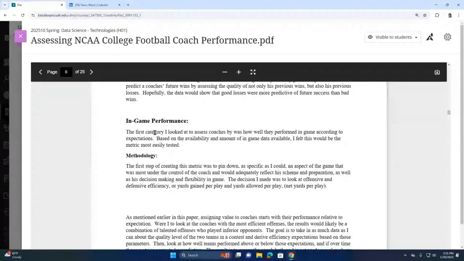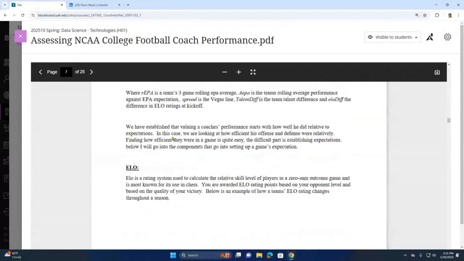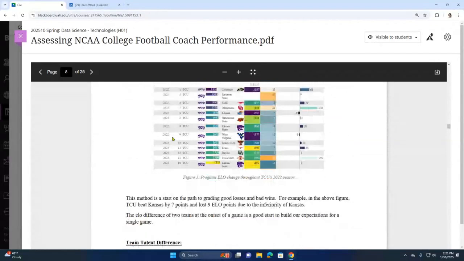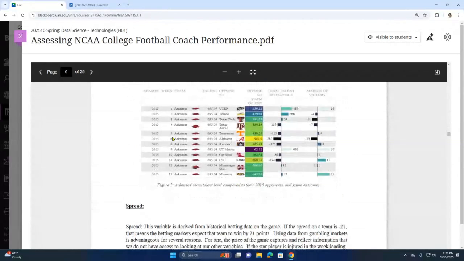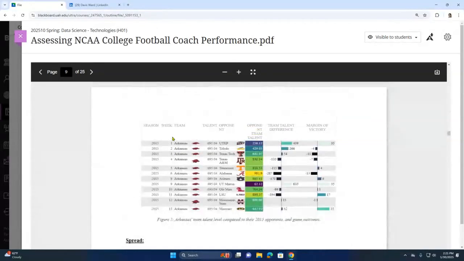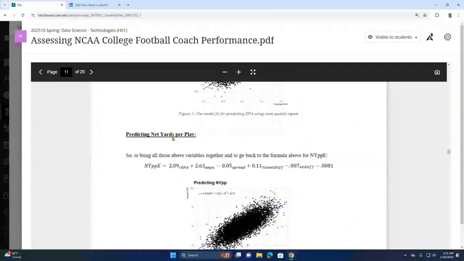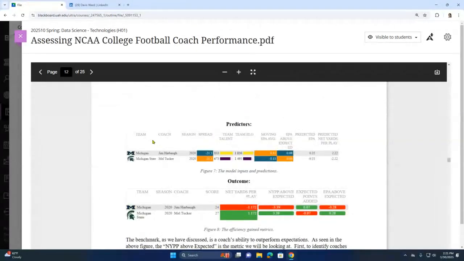So the first metric was in-game performance, and as I mentioned, he did not want to stick with the traditional, let's just count up wins and losses. And so what he did is, let me just go a little bit backwards. I'll go backwards and then kind of go forward.